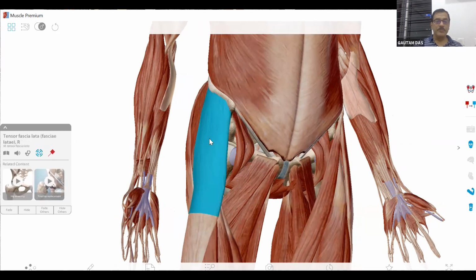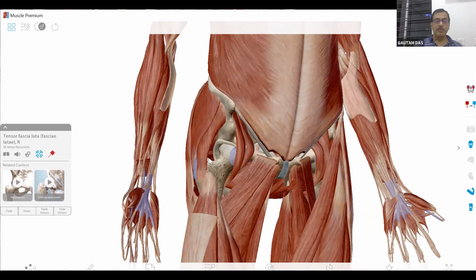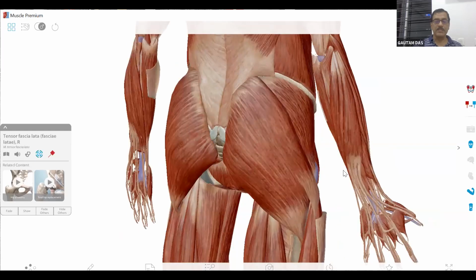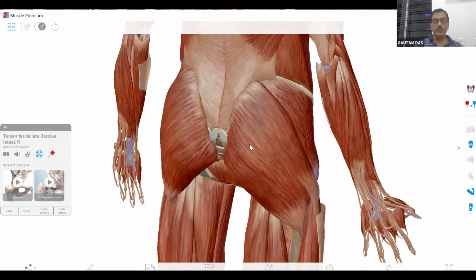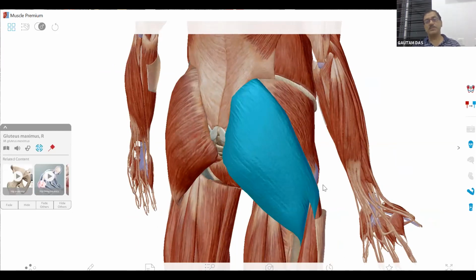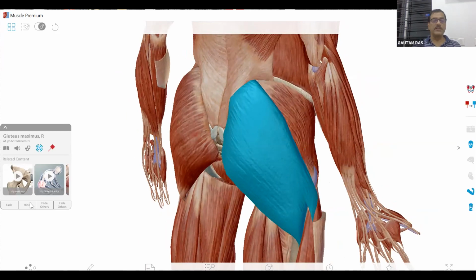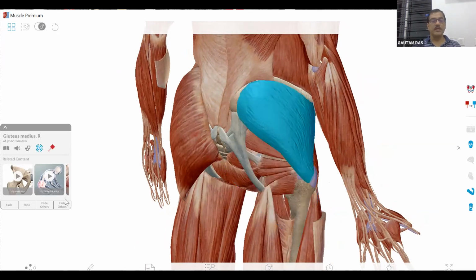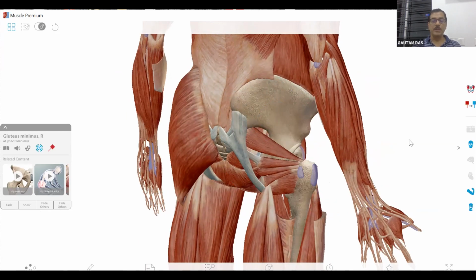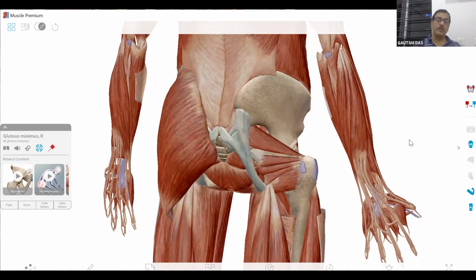You can remember. So this is your tensor fasciae latae, and if you are reviewing that, our abductor and extensor muscles are exposed. So this is your gluteus maximus. Gluteus maximus, part of it is also attached to the tensor fasciae latae. So gluteus maximus, then your gluteus medius, then your gluteus minimus. So these are hip abductors and extensors. Now there are a few other hip abductors and external rotators.